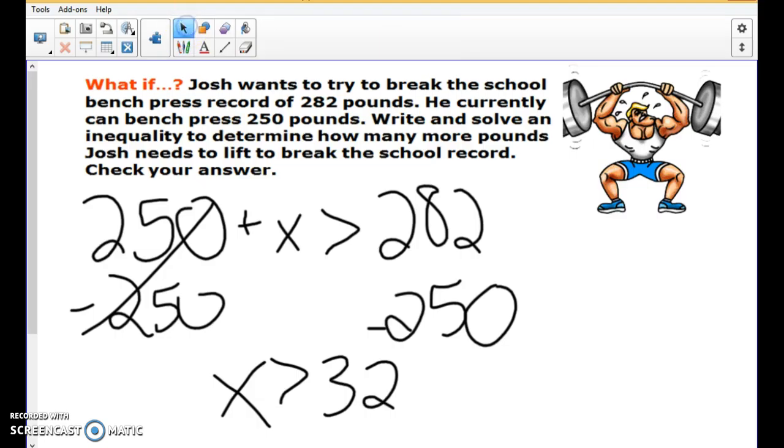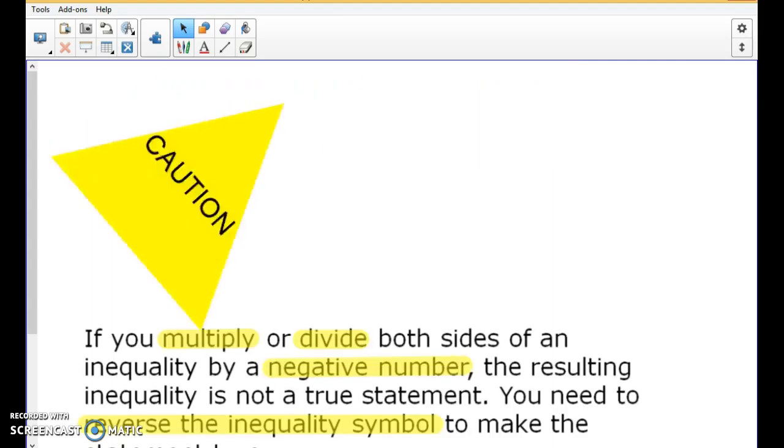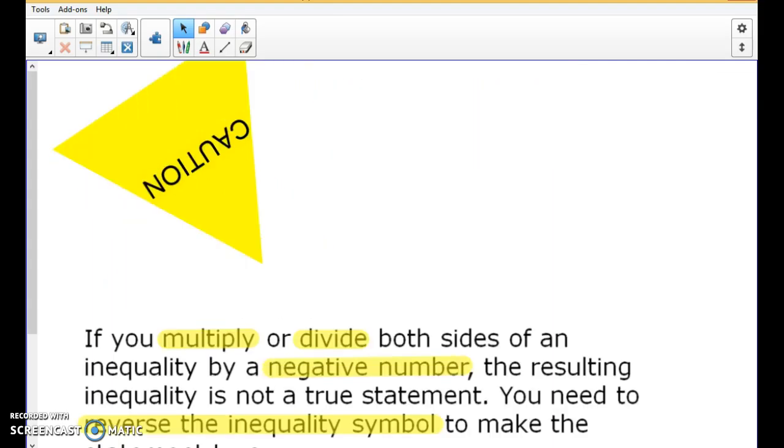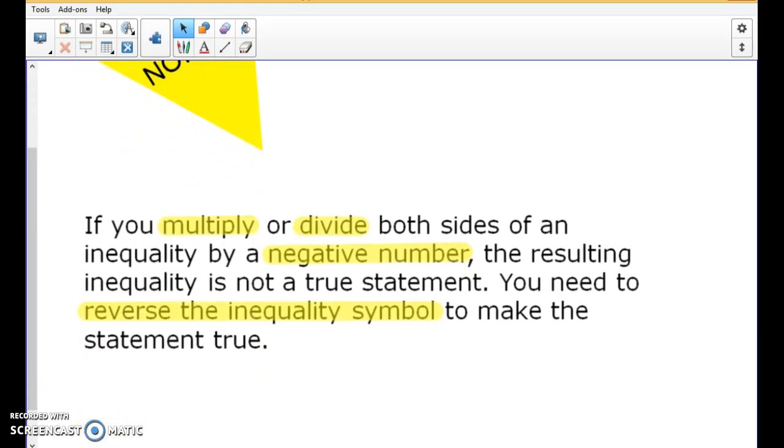Moving on to some multiplication and division. Oh, that caution sign, it's pretty cool. Let's see that again. If you multiply or divide by a negative number, you need to flip the inequality symbol. I'll show you what they're talking about.